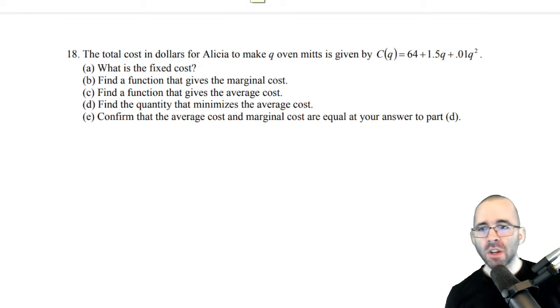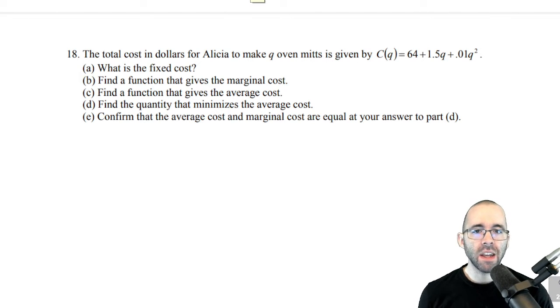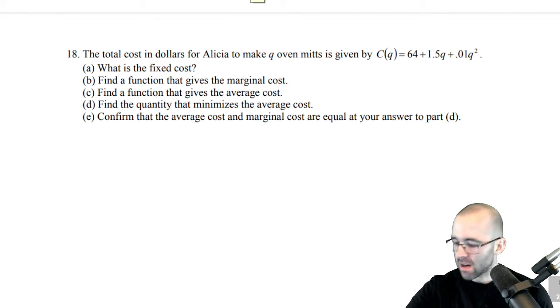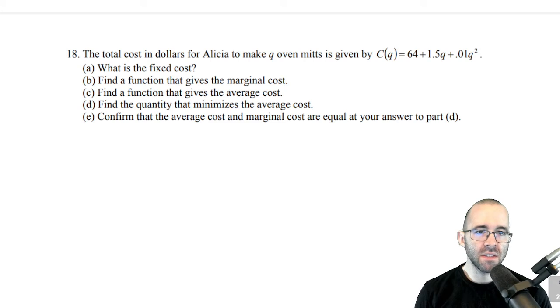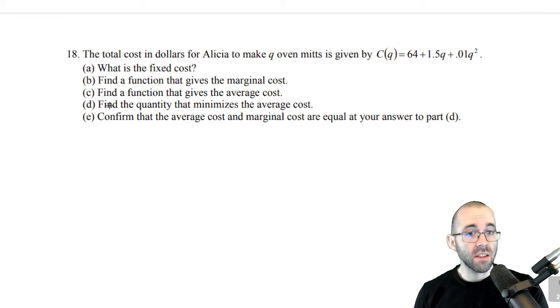The other homework problem I chose was specifically to give you some practice talking about some of these terms for economics. So the total cost in dollars for Alicia to make Q oven mitts is given by this quadratic Q function. What is the fixed cost?